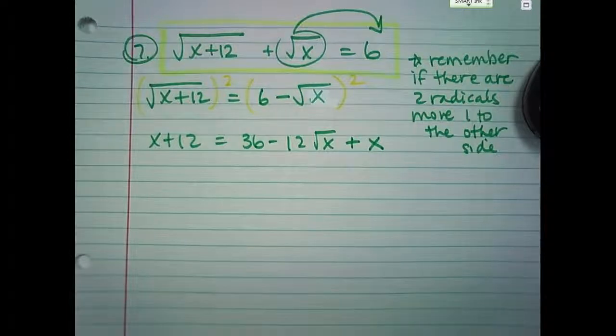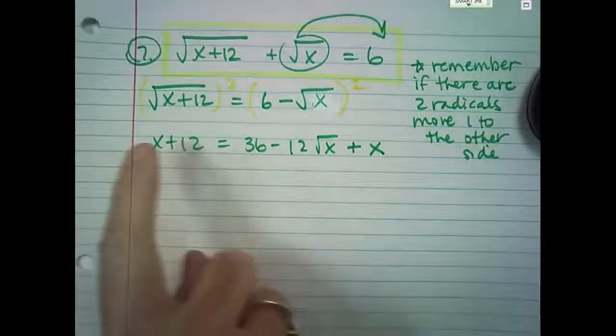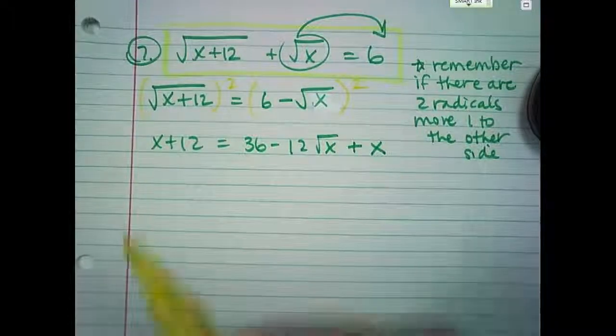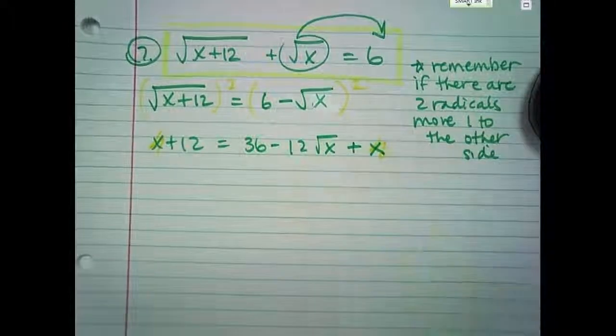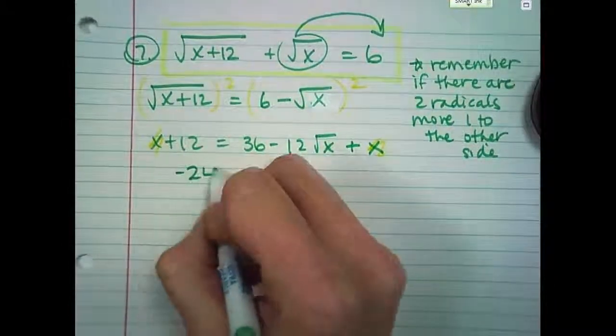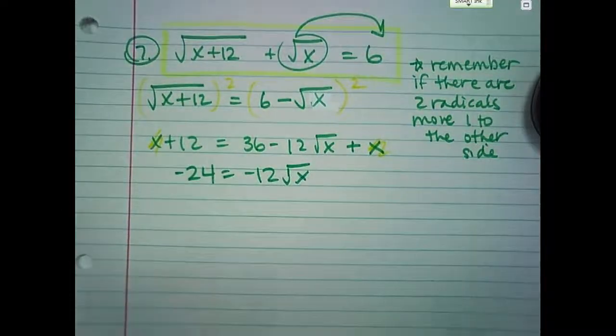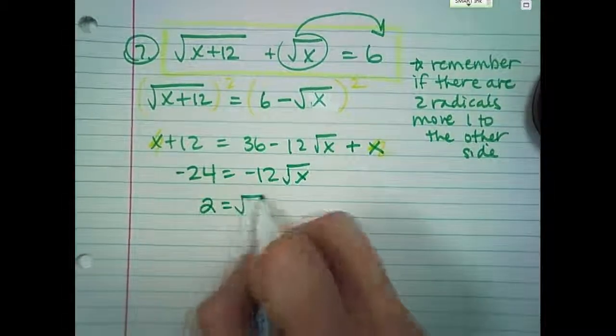Now, okay, this one looks a little weird. There's no squares. I'm not going to have to factor it yet necessarily. But what do you notice about the x's? Well, we have an x on each side. So if I subtract x, what are they going to do to each other? Yep, they're going to cancel. Now why don't we move the 36 over? So we'll have negative 24 equals negative 12 root x. Divide by negative 12, so we'll have 2 equals root x.